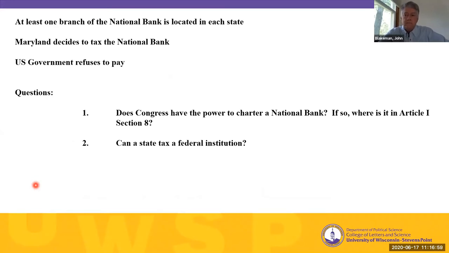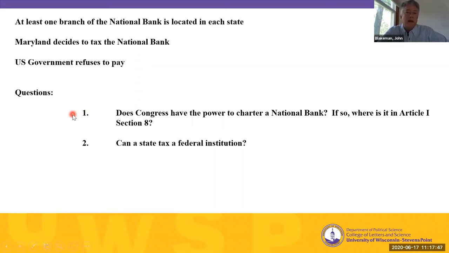This time around, states weren't exactly in agreement with it. And so one state, Maryland, passes a law allowing it to tax any bank operating within its borders that is not chartered by the state of Maryland. And of course, there's only one bank operating in Maryland that does not have a Maryland state charter, and that's the National Bank of the United States. And so Maryland submits a tax bill to the treasurer of the National Bank in the branch operating in Baltimore, Mr. McCullough. And McCullough, or more importantly, the U.S. government, refuses to pay the tax bill. So this leads to the big showdown, McCullough versus Maryland.